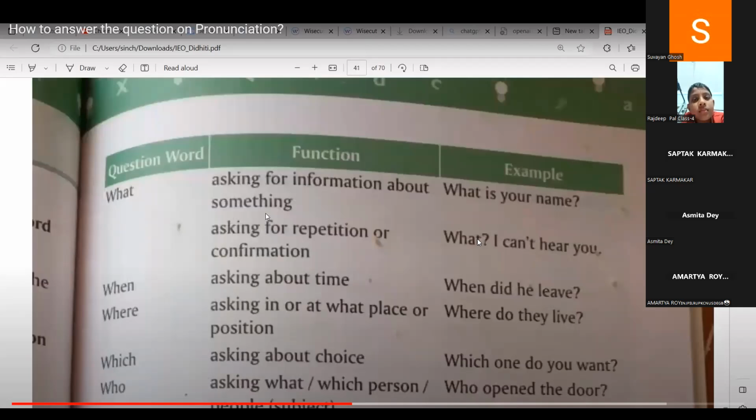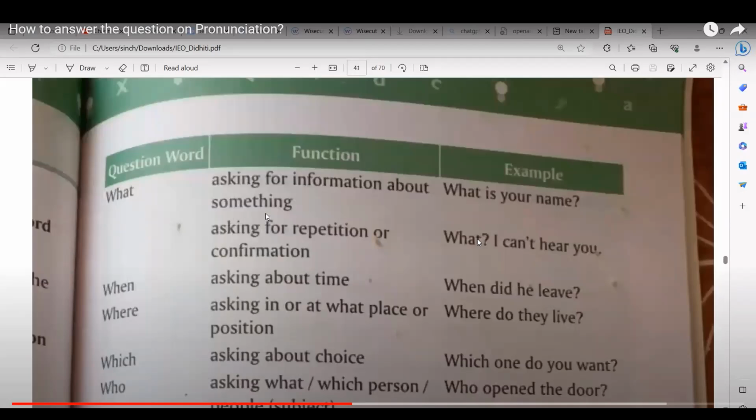Rajdeep, you think I'm coming back to you. Shivam, can you give me an example with what? What is your father name? What is your sister name? What are you doing? Very good, Shivam. Okay, Shomojit, is this your name, beta? Yes, ma'am. Okay, Shomojit, can you give me an example with what? What subject we are reading now? Very good.